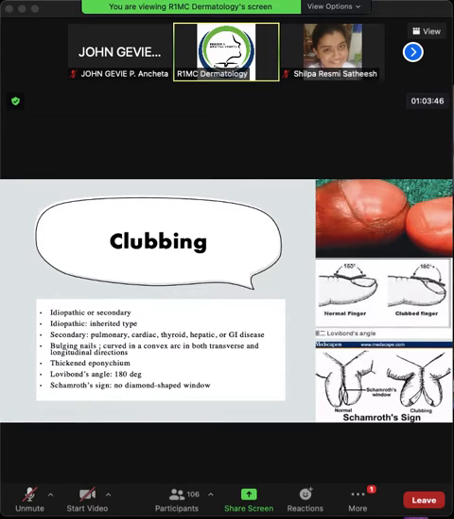So for patients who have clubbing, you would not appreciate the diamond-shaped window when the dorsal surfaces of the corresponding fingers of each hand are opposed, as seen in this picture. So these may actually be secondary to pulmonary, cardiac, thyroid, hepatic, GI diseases.